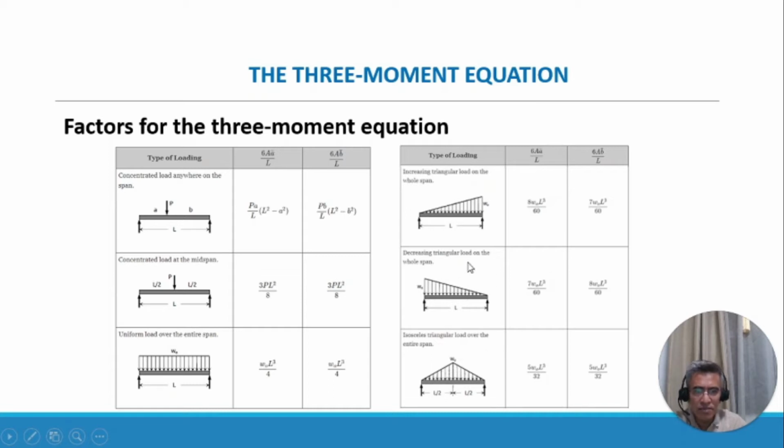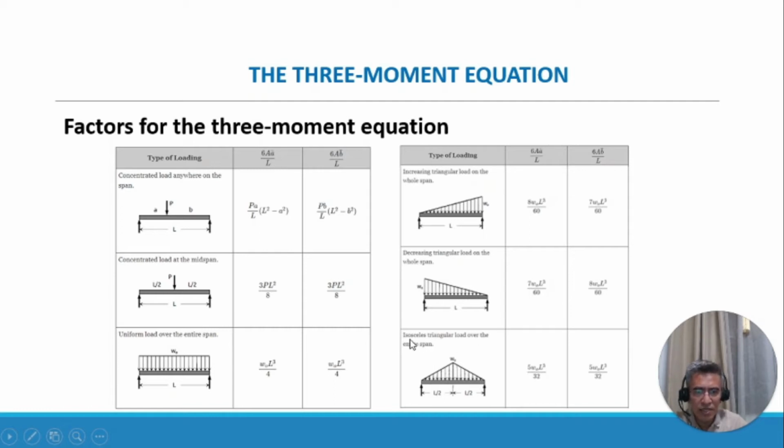And for the decreasing triangular load on the whole span, which means the left support has the highest value for load, and at the right support we have a zero value and form a triangular load. The factor for 6A times A bar all over L is 7WL cube all over 60, and 6A times B bar over L is 8WL cube all over 60.